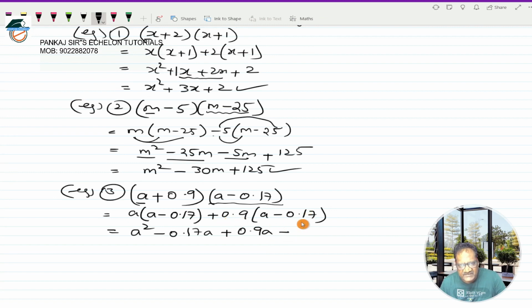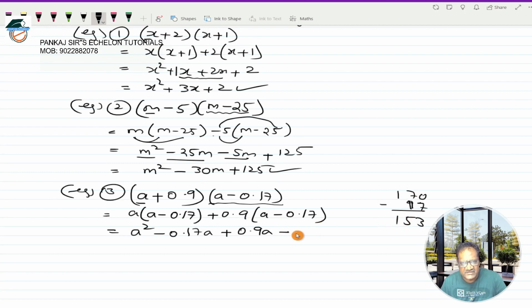Now 0.17 into 0.9, 17 into 9 happens to be 170 minus 17, right? This is my way of doing things. So 17 into 10 is 170, minus 17 will give you 10 minus 7 is 3, and then 6 minus 1 is 5, so 153.